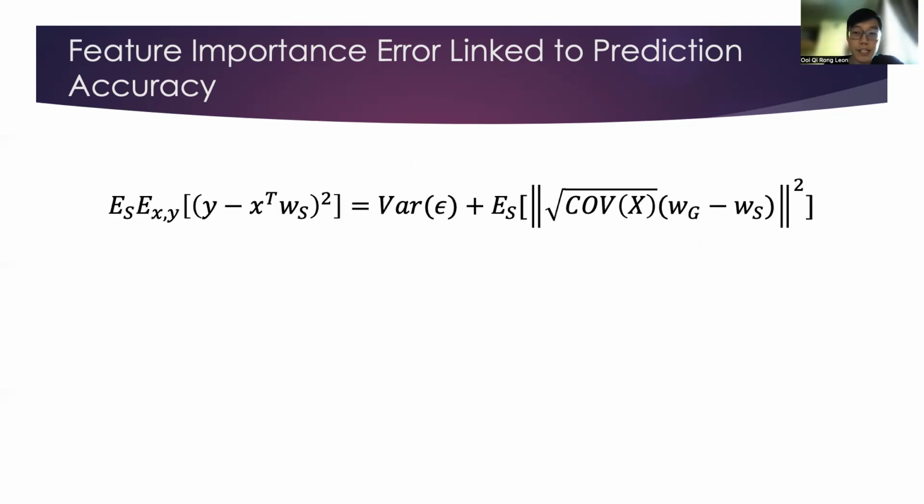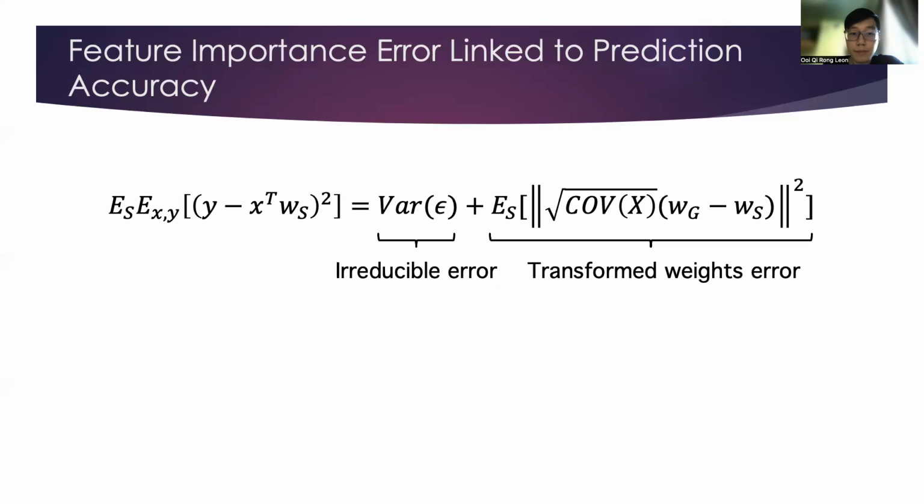After this, we rearrange this equation, and we find that expected prediction error consists of two terms. The first term consists of the variance of the noise term, and since this is noise in the data and out of our control, we call it irreducible error. The second term is the difference between the ground truth weights and the learned weights, Wg minus Ws, multiplied by some scaling controlled by the covariance of features X. So we call this the transformed weights error.